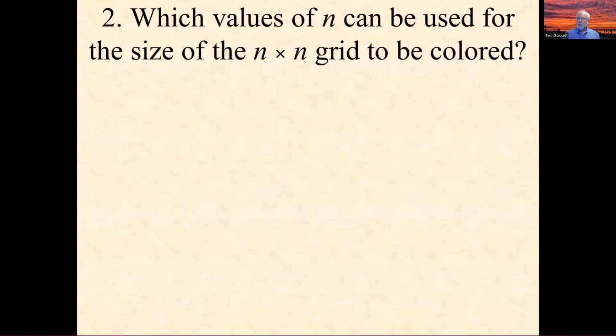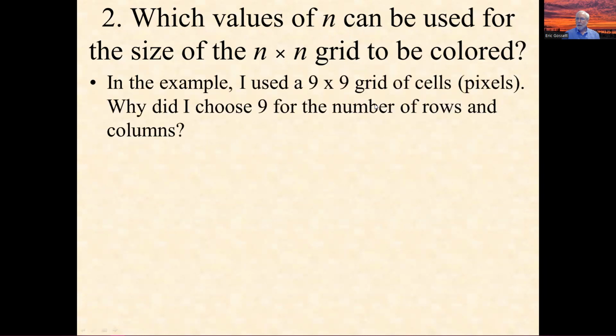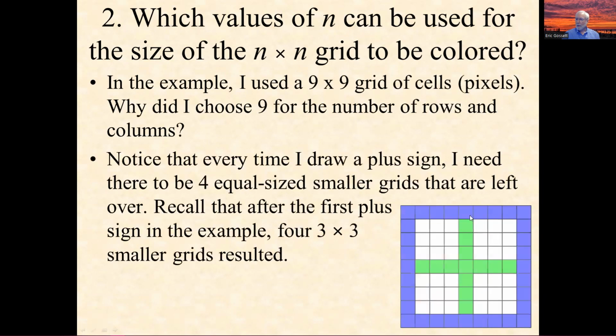The second question is which values of n can be used for the size of the n by n grid that we're coloring. In the example, I used a 9 by 9 grid of cells or pixels. Why did I choose that? Well, think about what happens after I color in that first green plus sign. Before the green plus sign, there are 7 columns and 7 rows of uncolored squares.